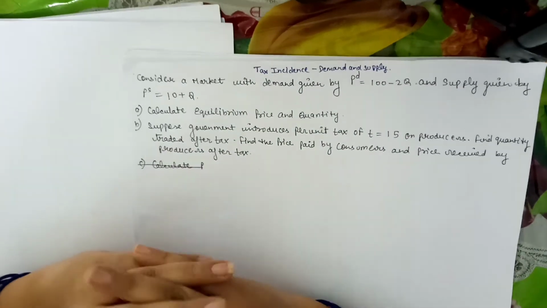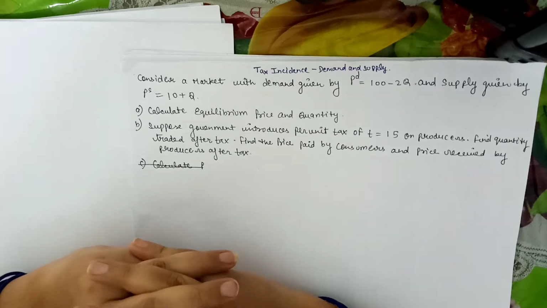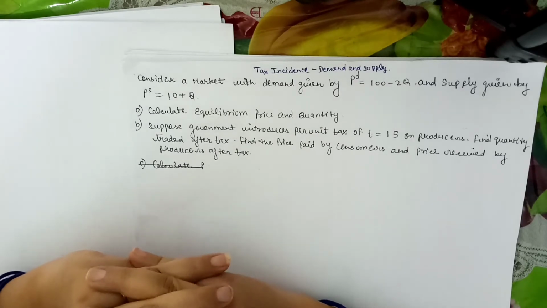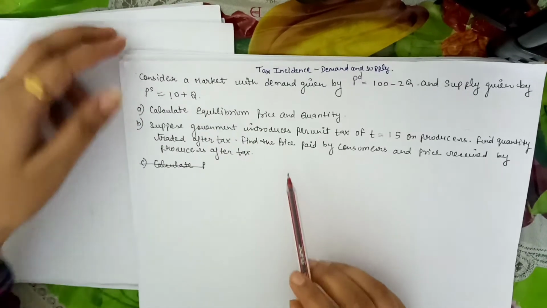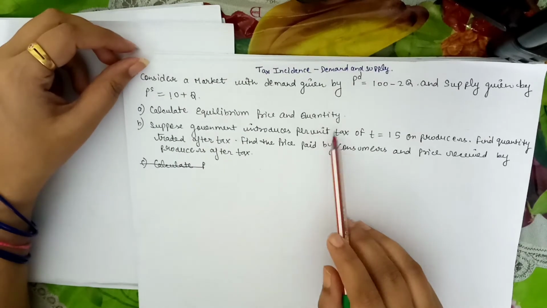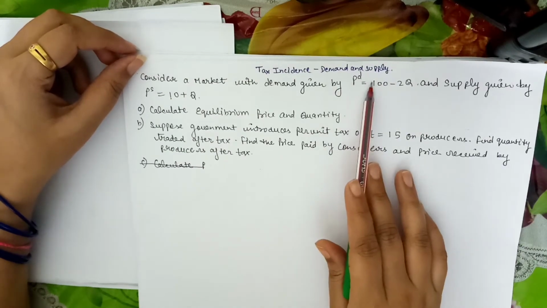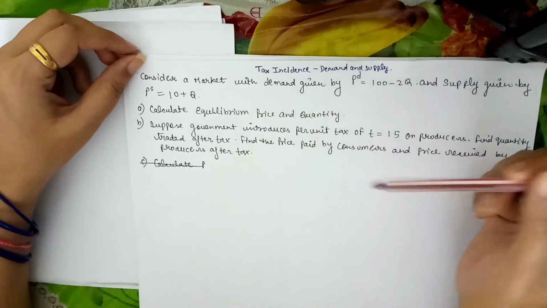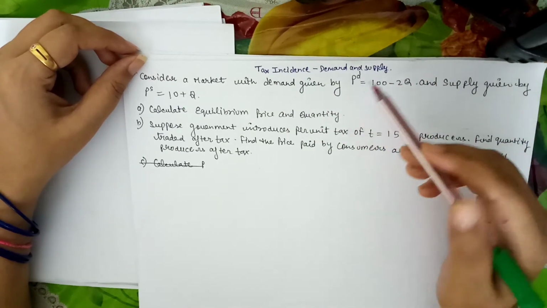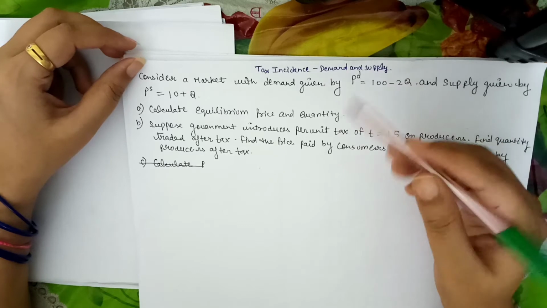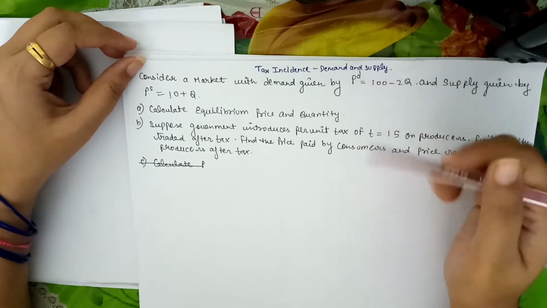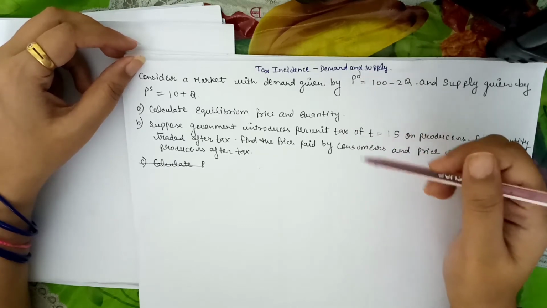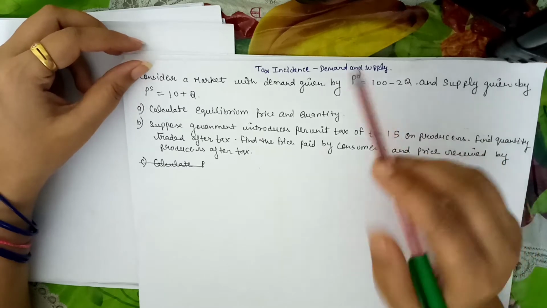Today I am going to discuss the concept of demand and supply, in which we will see how to calculate the equilibrium price and quantity with the help of demand and supply functions, and the tax incidence. Means when the government imposes tax on the producer, then how we will calculate the incidence of tax borne by the consumers and on the producers. So let's begin.